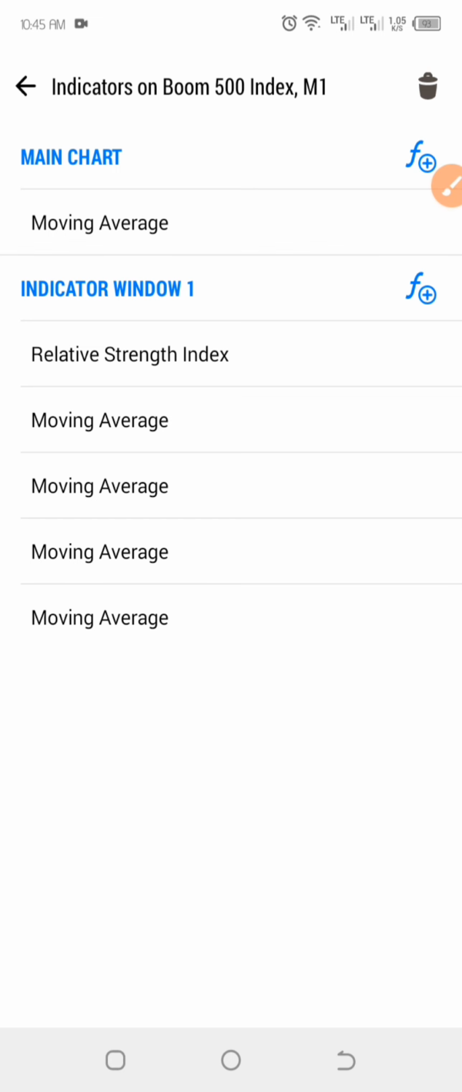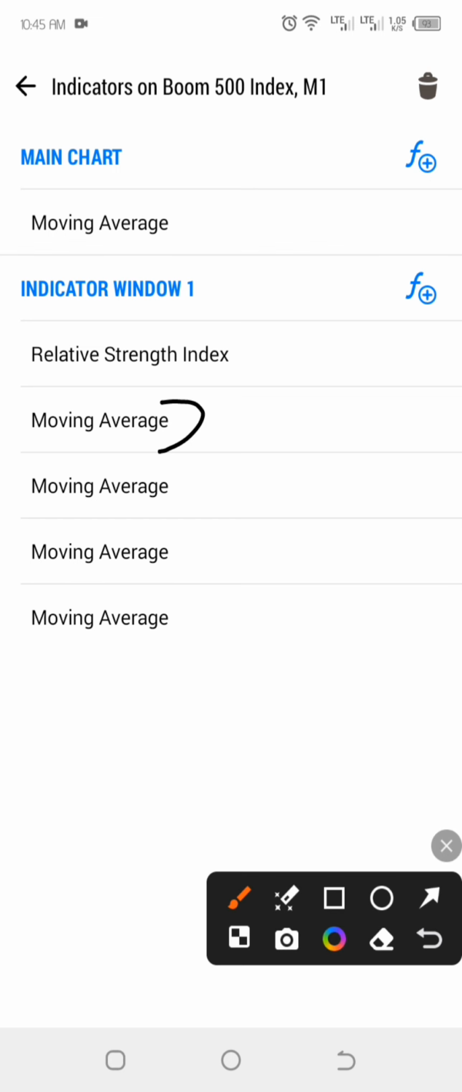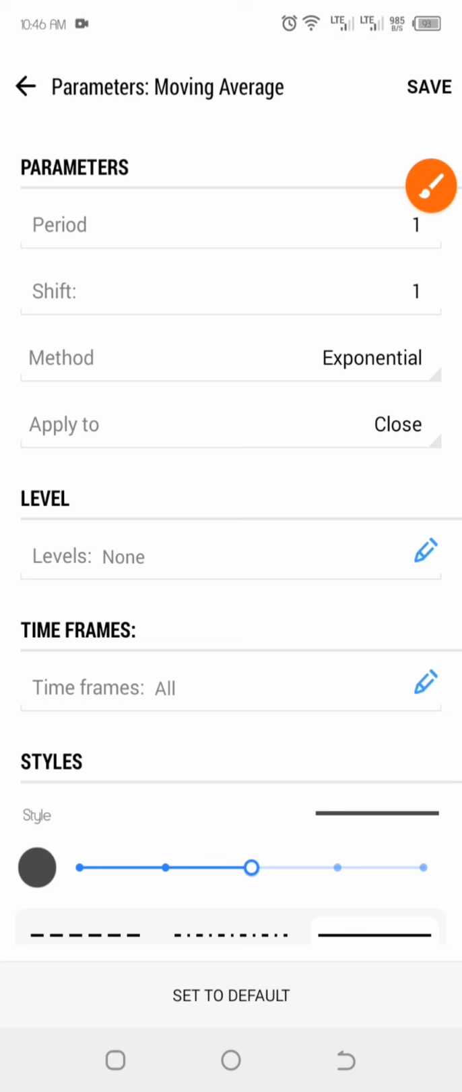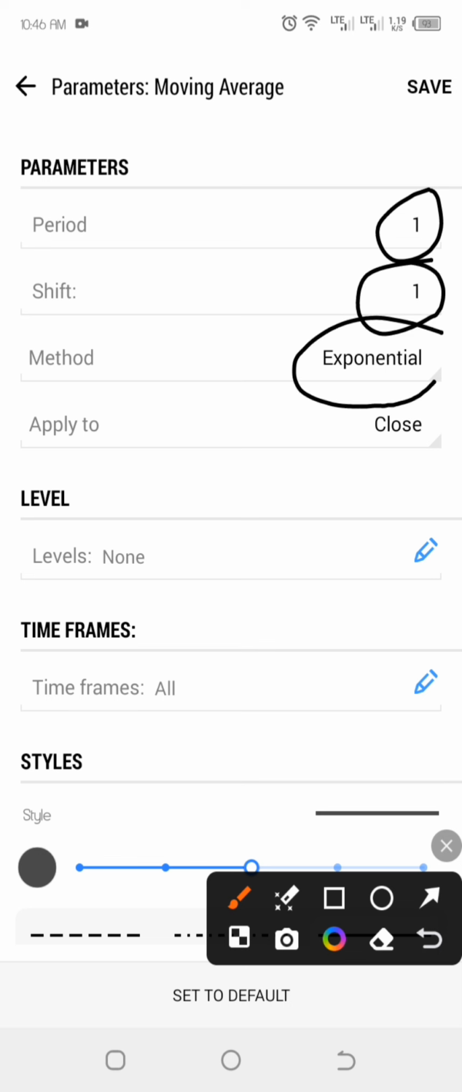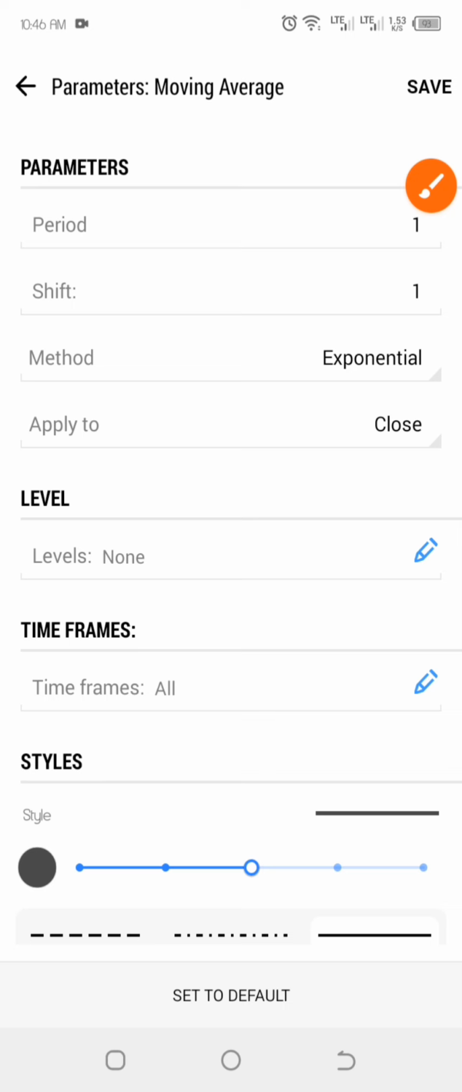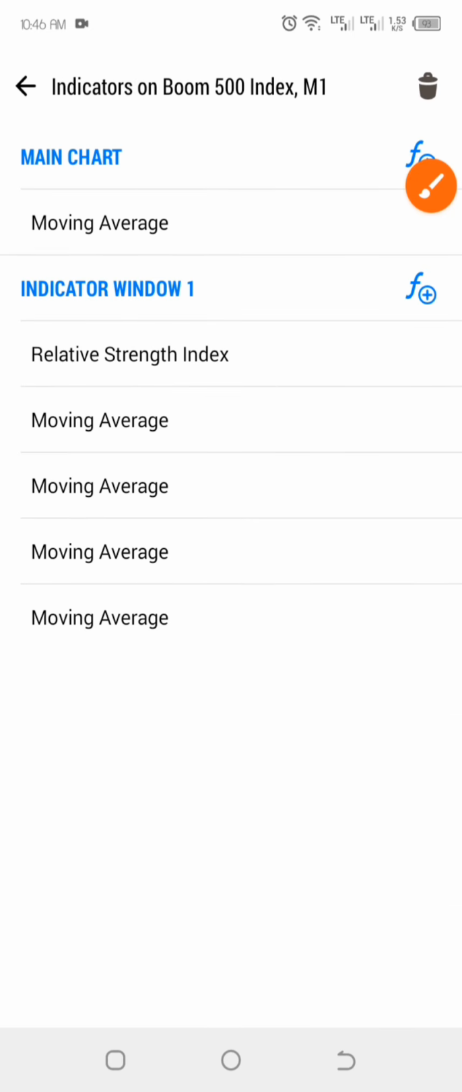Now to the next indicator, which is the moving average. How do we add this? We click on this icon we are seeing right here, scroll down, search for moving average and click on it. For the first moving average, the period is 1, the shift is 1 also, method is exponential, apply to close, and right here I'm using the black color, use the color of your choice. Once you do that, click on save, and you're going to have a moving average in your chart.